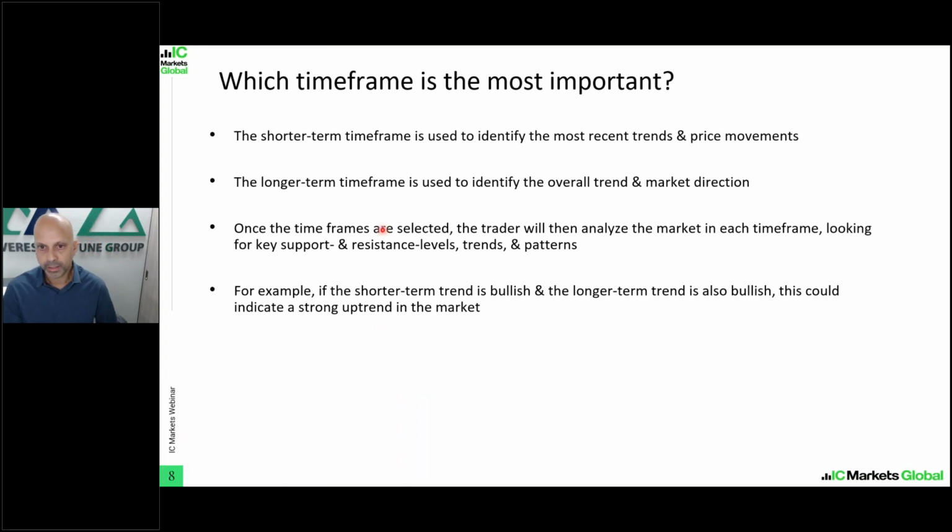Right, okay. So once the time frames are selected, we will then try and analyze the market in each time frame, looking for key support and resistance levels, trends and patterns, right? So this could be a bullish channel, a bearish channel. This could also be ascending trend lines, descending trend lines, head and shoulder patterns, and so on and so forth. So just a simple example, if we perform our analysis on the shorter term time frame, let's say that's 5 minutes, and the longer term time frame we'd use 30 minutes, for example, and both of them indicate a bullish trend, then this is potentially telling us that we have a very strong uptrend in the market, right?